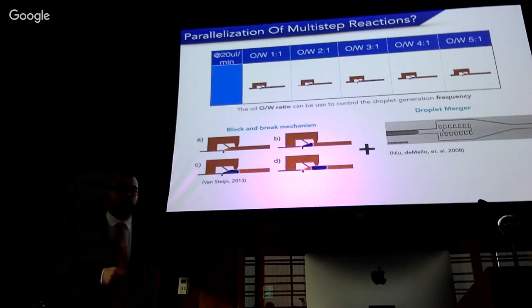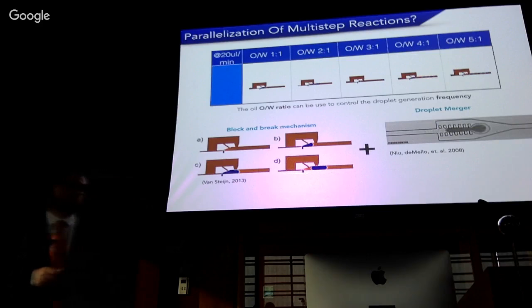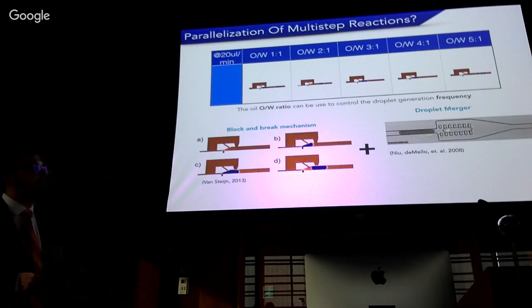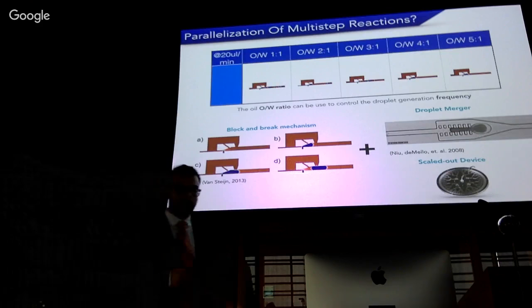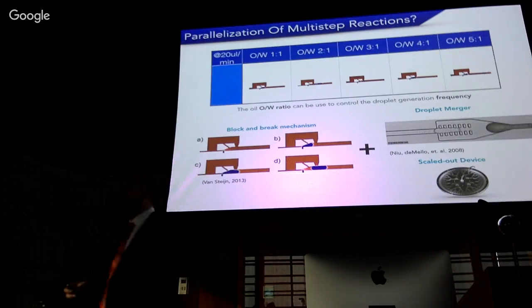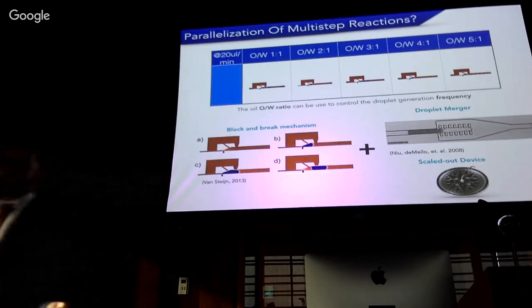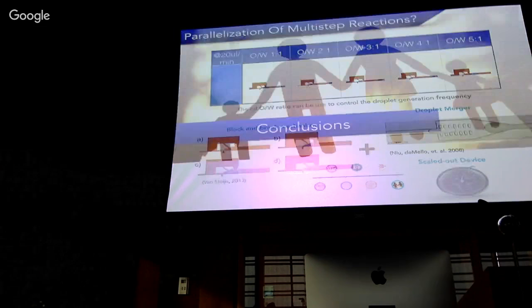So, and then we can use a droplet merger, like the one designed by Professor Di Mello. Here we have a device that waits for the next droplet to arrive to start the fusion and do the microreaction downstream. So if we combine this generation and this type of droplet merger with our scale out device, we might be able to parallelize systems that have these characteristics of droplet merging.